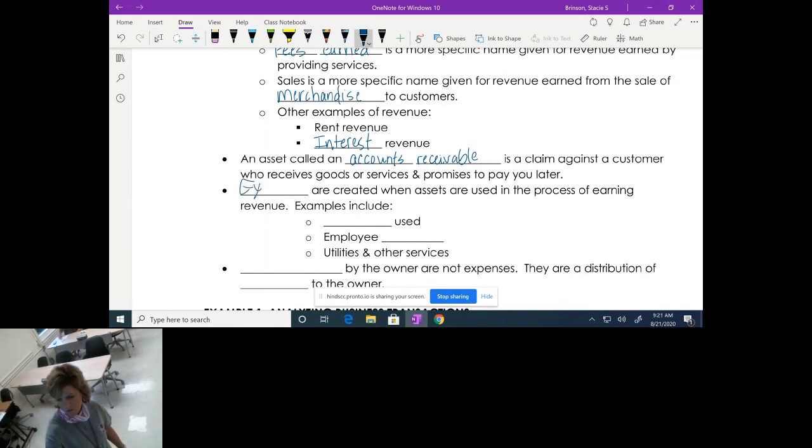Expenses. Expenses are created when assets are used in the process of earning revenue. Let me tell you kind of what that means. When it says assets are used in earning revenue, that may mean I had to spend some cash to buy inventory that we're going to sell, which will make us revenue. It's kind of a long process, but expenses go with the revenue that's being earned, and they're going to be recorded as they're used up.